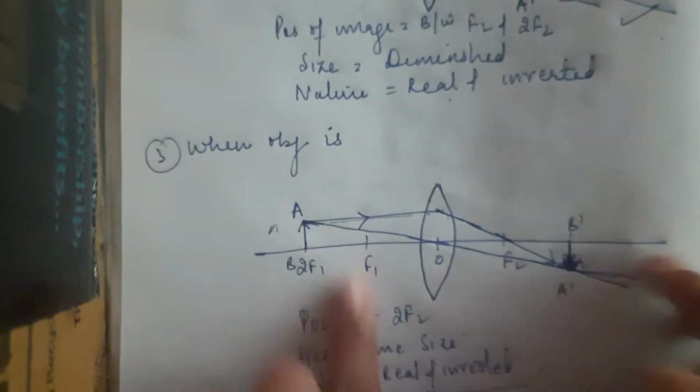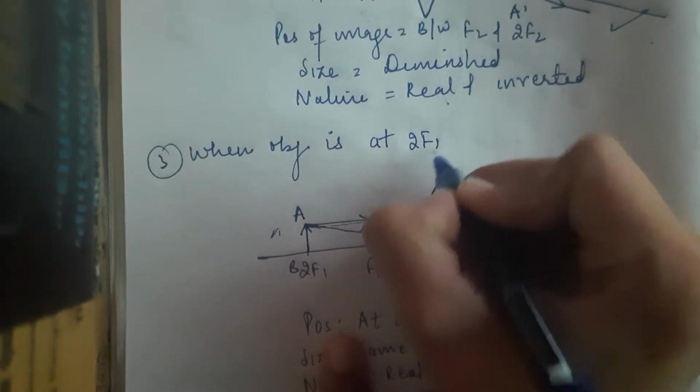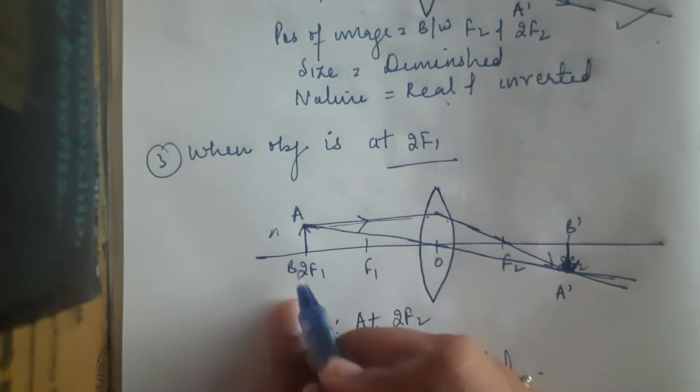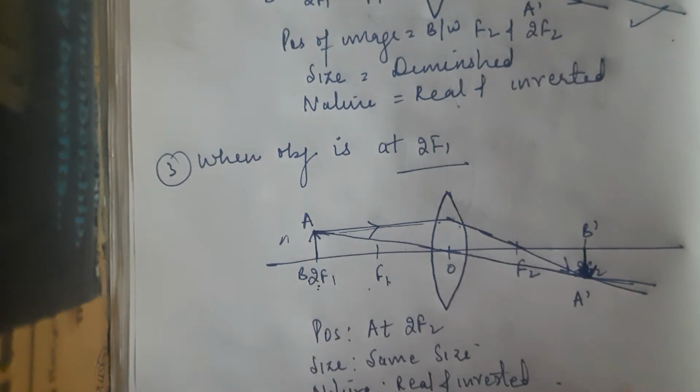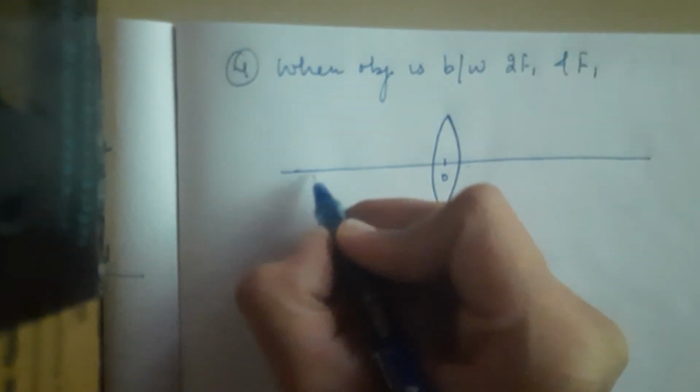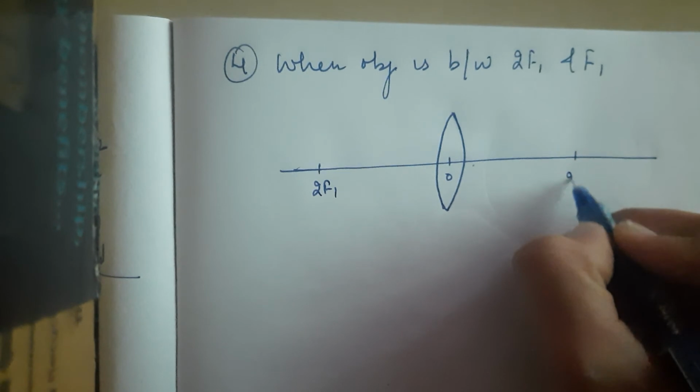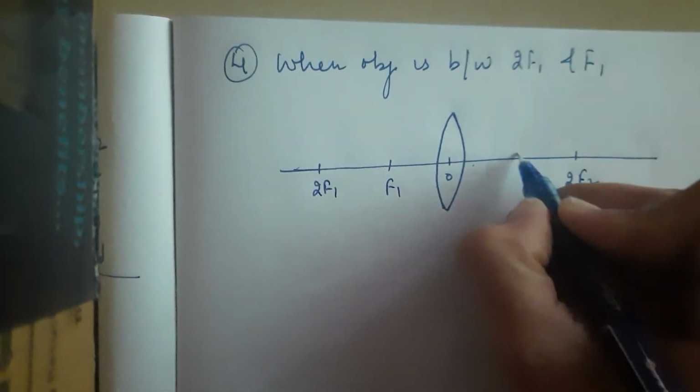Okay, so let me write here when the object is at 2F1. Now, you can just guess that the next case will be when the object is between 2F1 and F1. So that is the case number 4. Right? So let's do case number 4, when the object is between 2F1 and F1, draw the convex lens, draw the optic axis, mark 2F1, 2F2, F1 and F2.